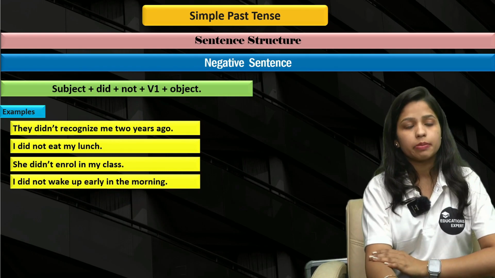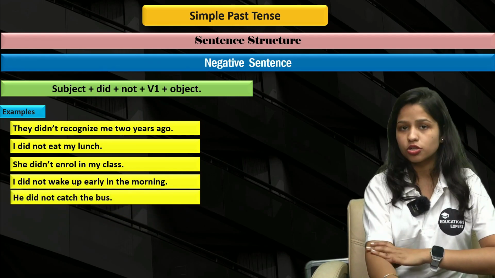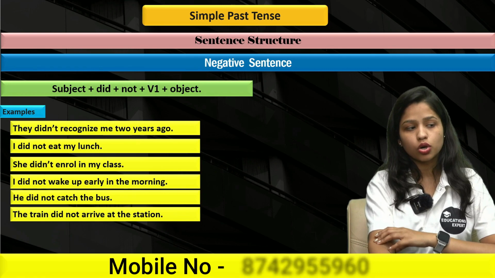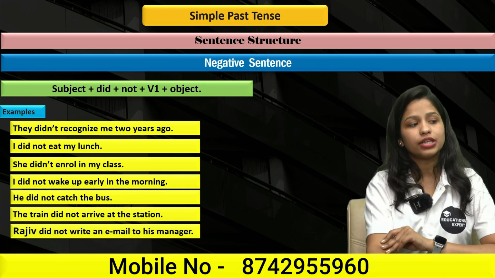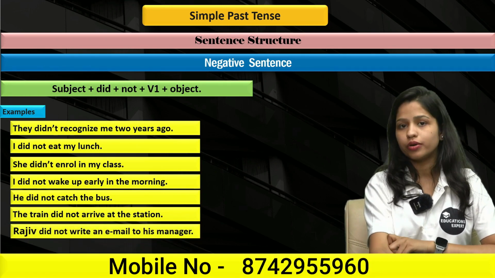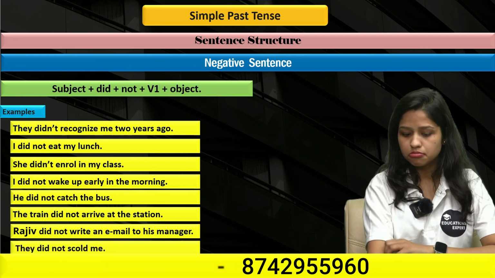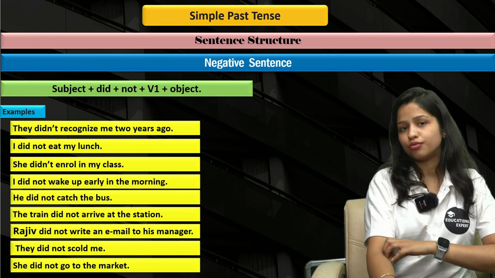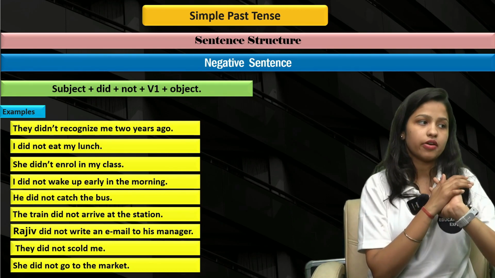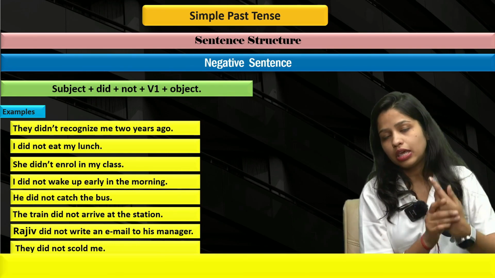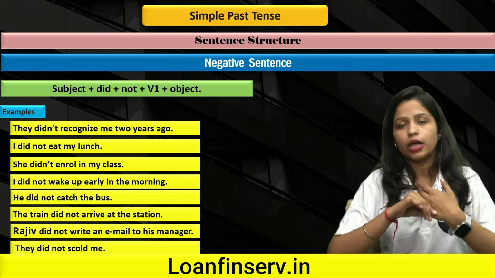I did not wake up early in the morning. He did not catch the bus. The train did not arrive at the station. Rajiv did not write an email to his manager. They did not scold me. She did not go to the market. With each and every did, we have used V1. Clear? So I hope this is clear for you.